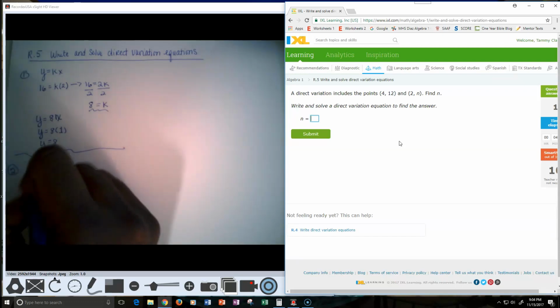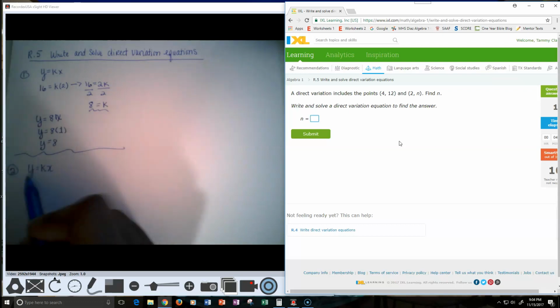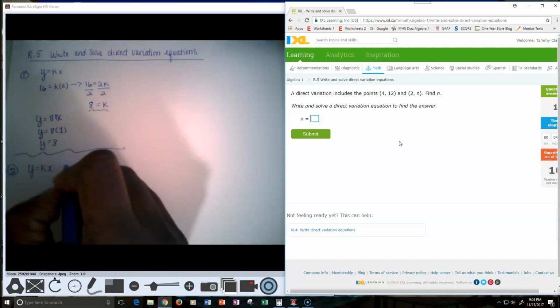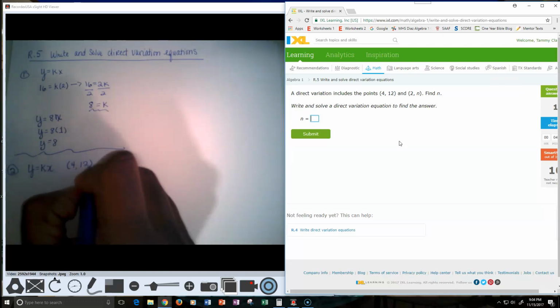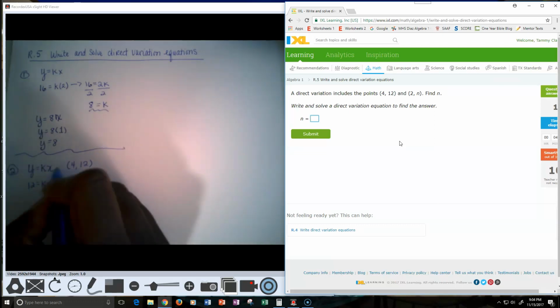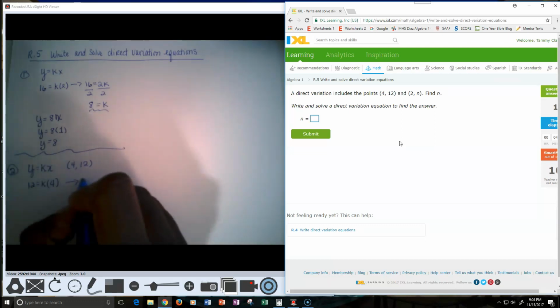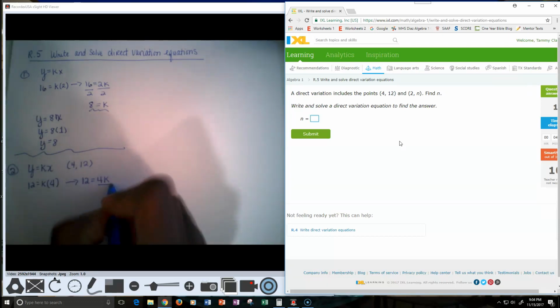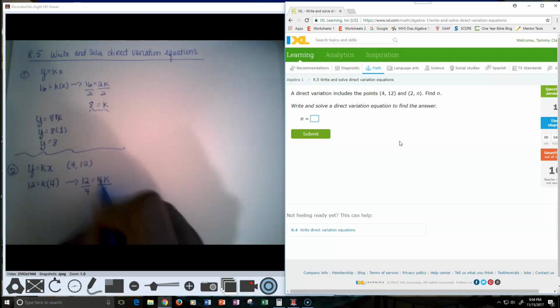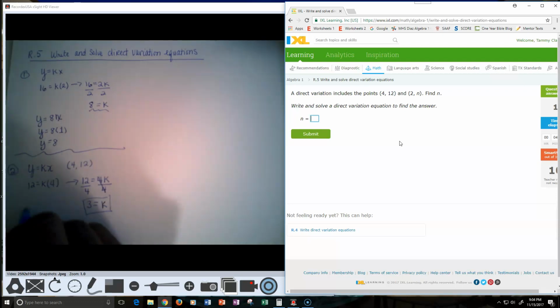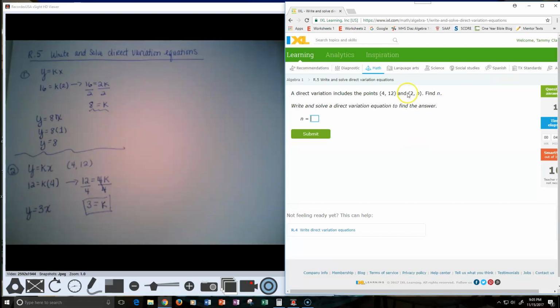So we're still going to use our direct variation formula, or equation, y equals k multiplied by x. We're still going to use the ordered pair (4, 12). So we're going to replace y with 12, k we don't know, and x is 4. Rewrite it. So 12 is equal to 4k. We're going to solve for k, no pun intended. So k is equal to 3. Now that we know what k is, we can rewrite our equation as y is equal to 3x.